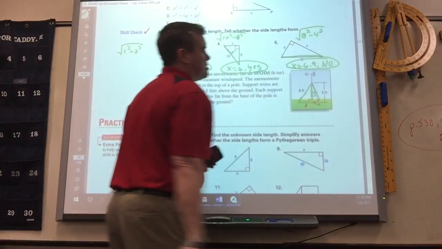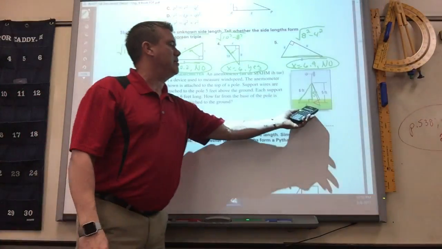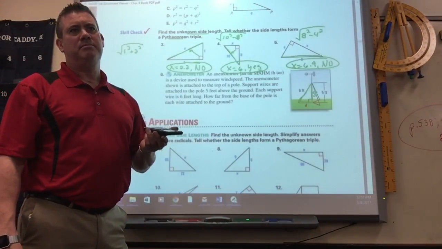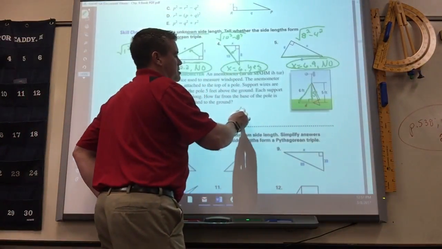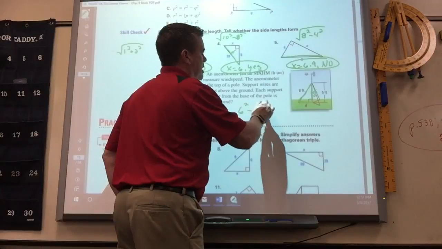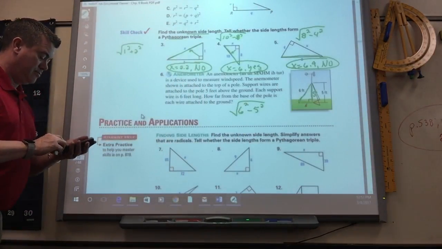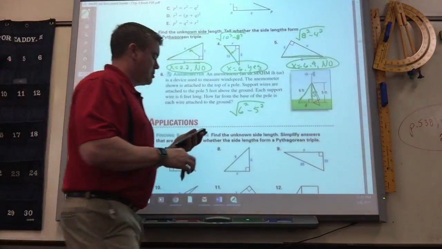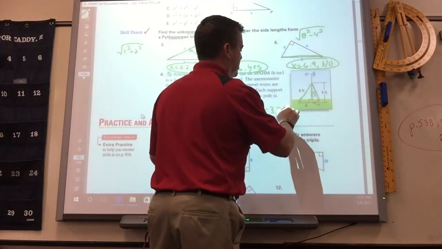So what you got is right triangles, and you're looking for that. So when you figure out that, do you add them or subtract them? Right, because you're looking for a leg. So it'd be 6 squared minus 5 squared, square rooted. And it's 3.3 feet.